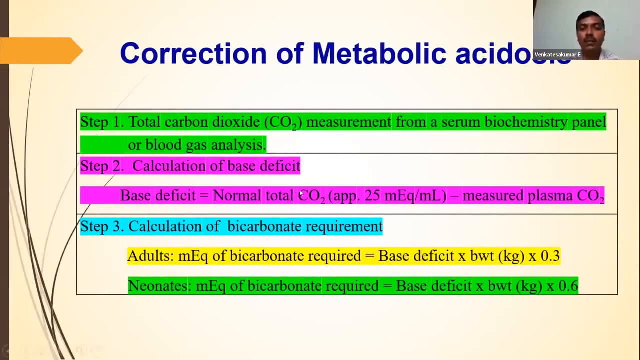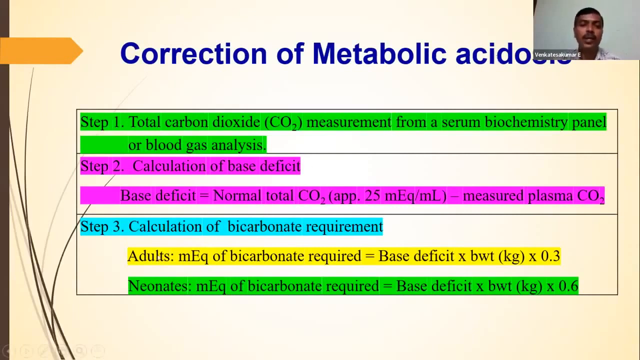The normal total carbon dioxide level, the standard one, is 25 milliequivalent per ml. Measured in a particular animal, it may be 30, 35, or 40. So that will give the deficit. Suppose 25 minus 35, minus 10 is the base deficit that will be applied for selecting the sodium bicarbonate level. So once the base deficit is identified based on the normal and the measured carbon dioxide level, we will be able to calculate the bicarbonate requirement, to alleviate the metabolic acidosis.